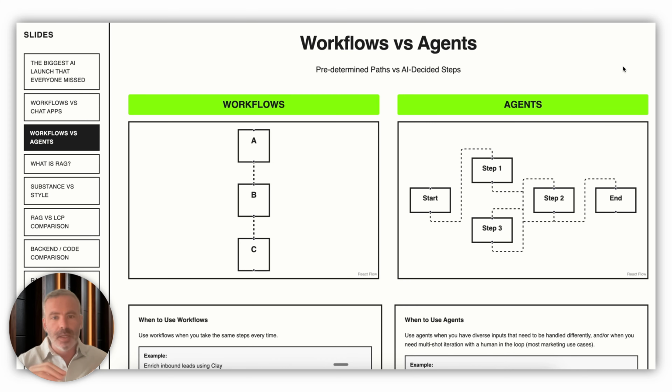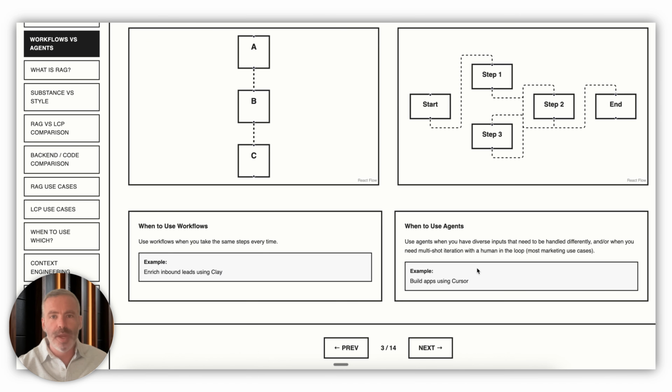Very briefly on workflows versus agents before I talk a little bit more about the technical details of RAG and get into this demo that I built. In short, workflows are predetermined steps. The workflow is always doing the same tasks and using the same tools in the same order, whereas with agents, the agent is deciding what steps to take and in what order and what tools to use. You want to use agents when you have a really diverse set of inputs and desired outputs.